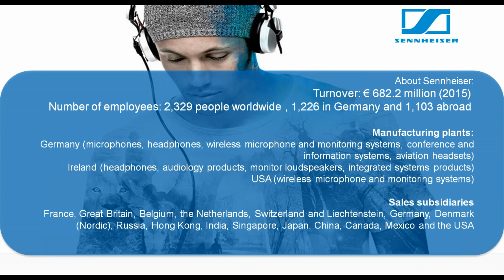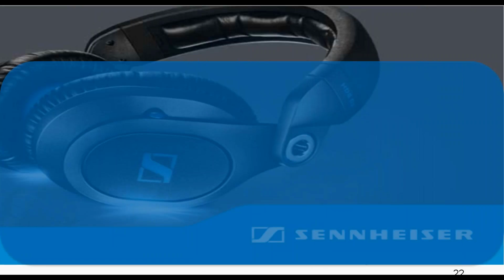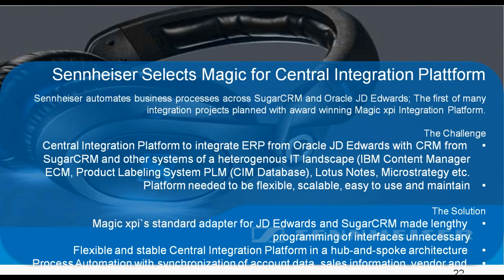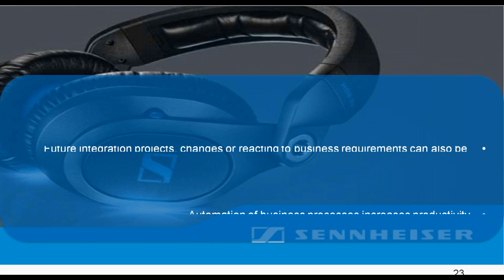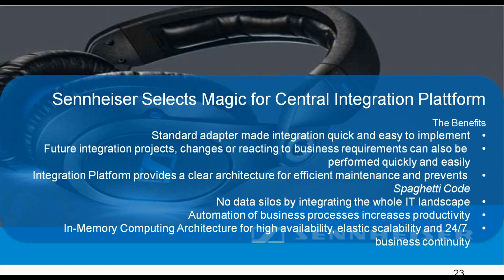Many of you will know Sennheiser, of course, through their great products. It's a company with about 682 million euro turnover, with operations primarily in EMEA, but also throughout the rest of the world. And this company, as you know, with those complex operations, has used the Magic XPI integration platform along with SugarCRM and their ERP system to achieve the business benefits that come through better integration.